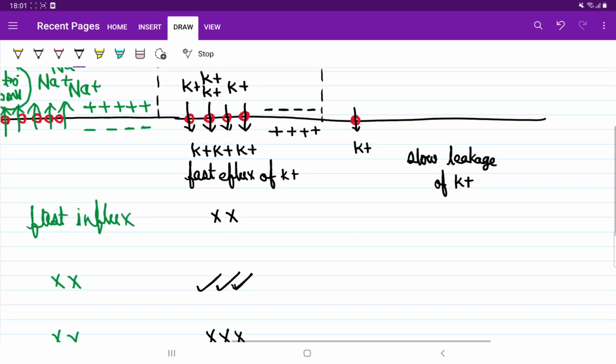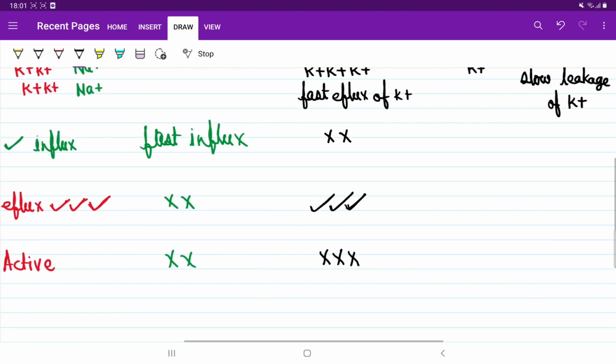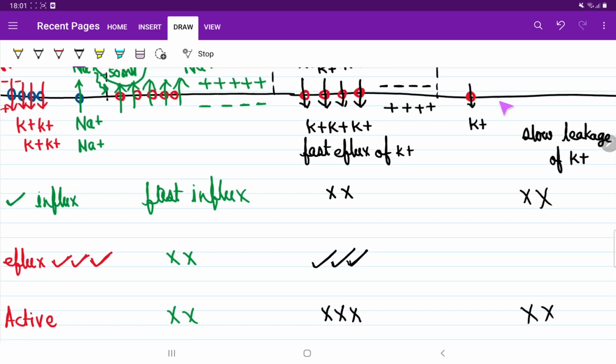Fine. At the time of hyperpolarization, is the sodium ion voltage gated channel working? No. Is the sodium potassium pump working? No. But the potassium ion voltage gated channels are causing slow leakage of potassium ion.